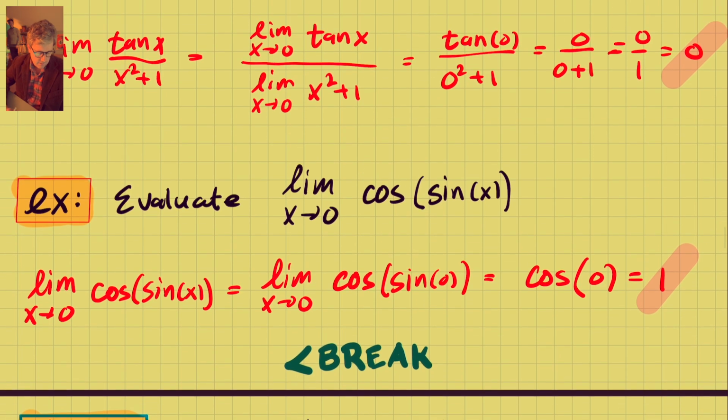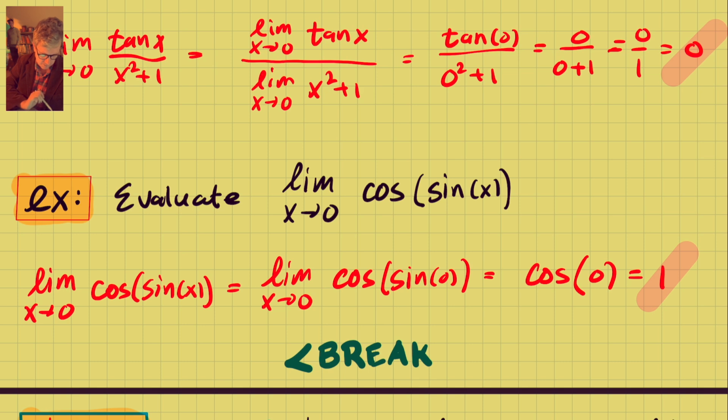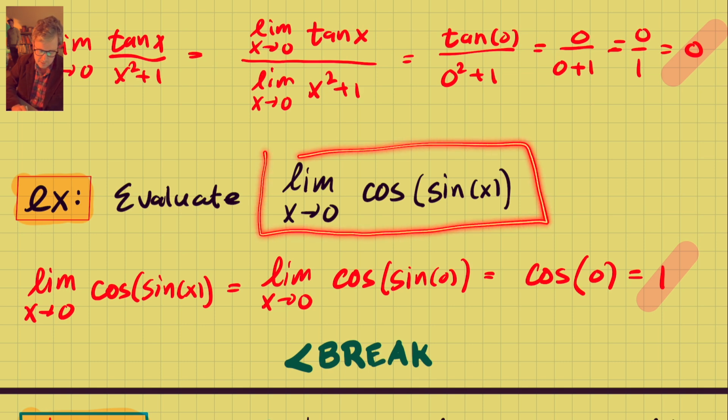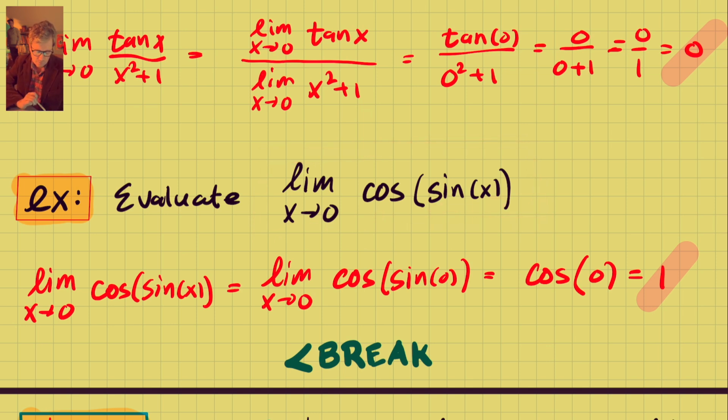And here is the last example. Here we want to evaluate the limit as x approaches 0 of the cosine of sine of x. You've got a composition here. Basically, we plug 0 into the sine of x and get a number there, and then you've got a constant function basically. So the limit as x approaches 0 of cosine of sine of x is equal to cosine of sine of 0, and you get cosine of 0, and you get 1. Okay, very good. That'll be the end of part A.